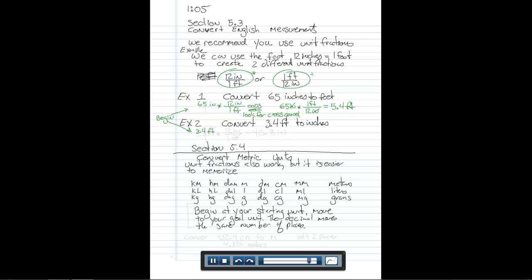And 3.4 feet, I want to make a decision about which unit fraction to put there. What do I want to have cancel? Feet. So I put 12 inches over 1 foot to get the feet to cancel. You can see a whole bunch more examples like this in the book, but I'd like you to do these conversions with unit fractions, even if they make the one-steppers a little harder. And so 3.4 times 12.